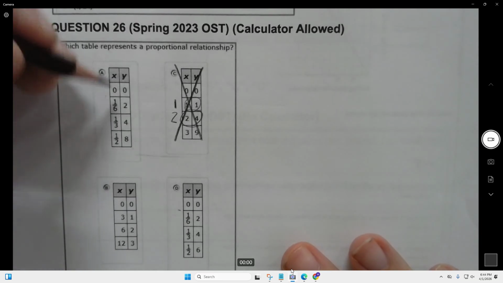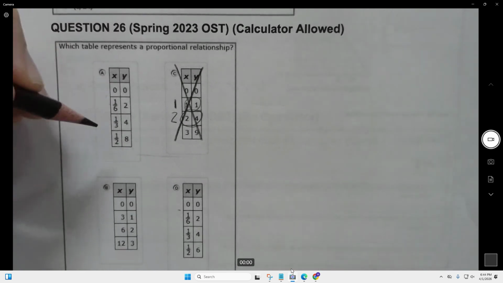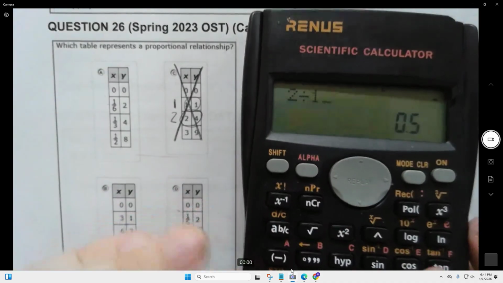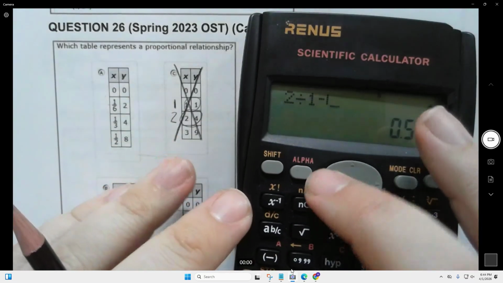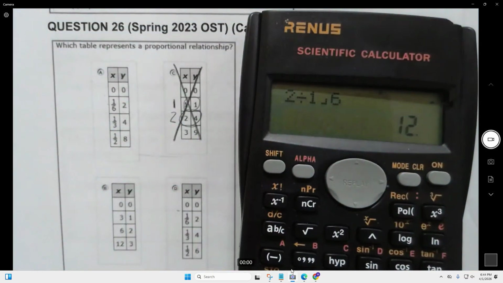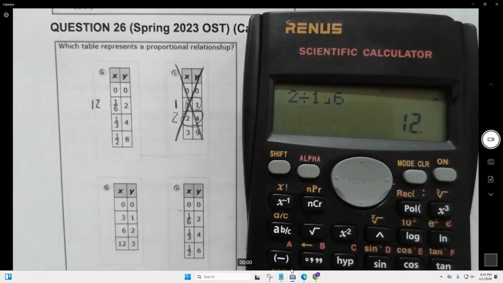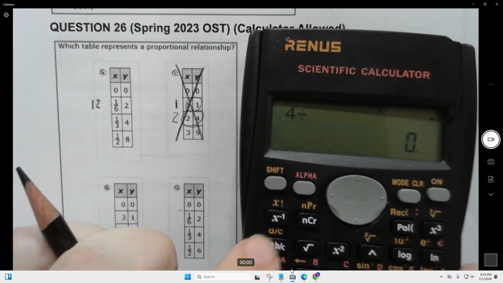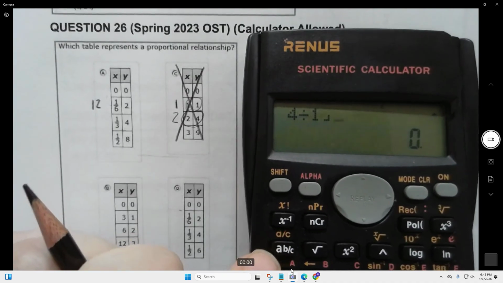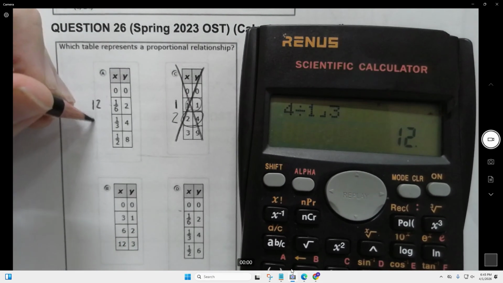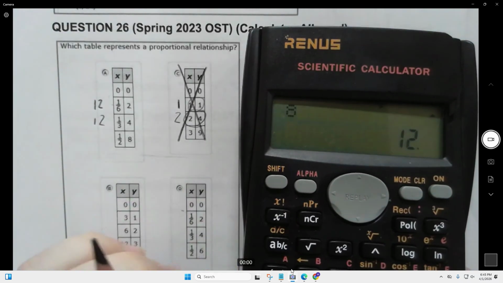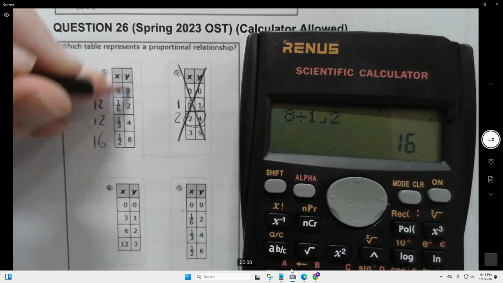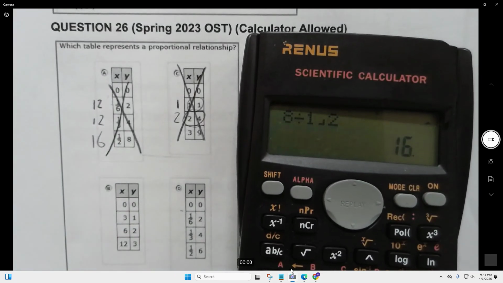So let's try A. 2 divided by 1/6. We're allowed a calculator. Let's use it and abuse it. 2 divided by 1/6 is 12. 4 divided by 1/3, we're just doing y divided by x every time, is 12. 8 divided by 1/2 is 16. Doesn't work.